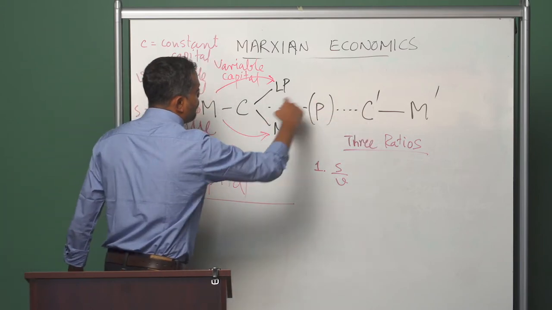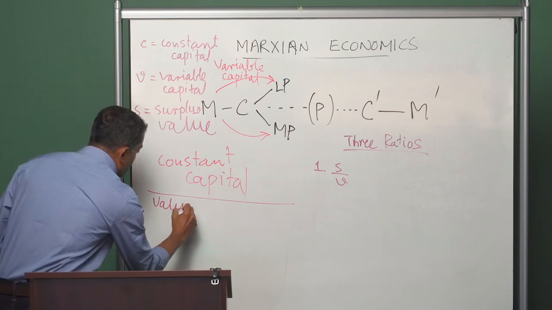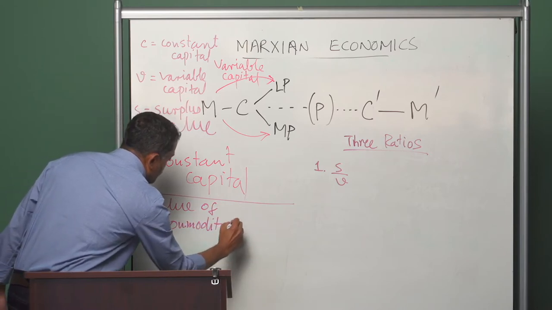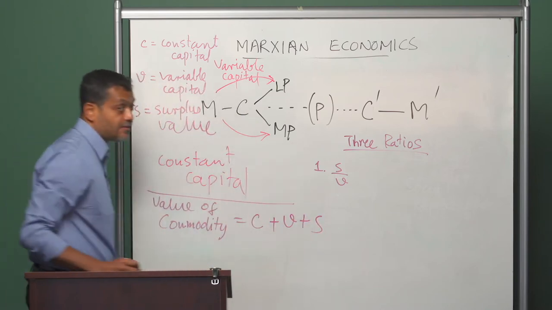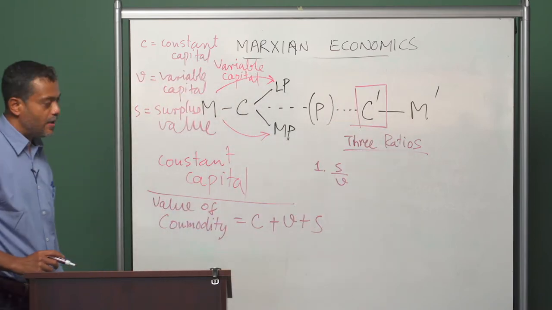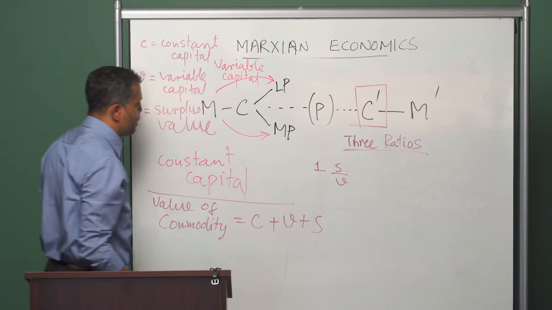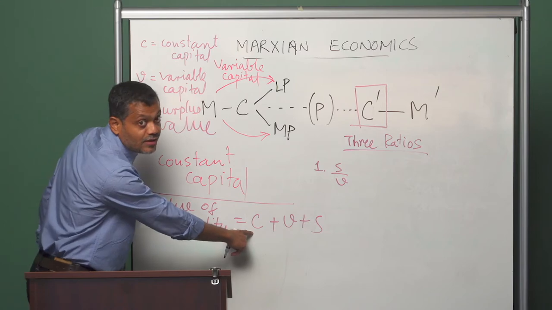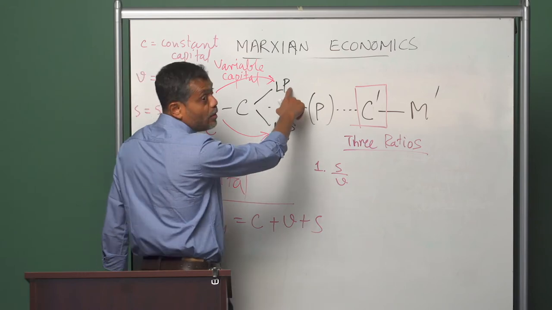Our discussion of the value transfer process has also told us that the value of the commodity is the sum of constant capital, variable capital and surplus value. Why? Well, the value of the finished commodity C prime comes from two sources. First is the value that is transferred to it from the means of production which is used up. That is precisely what is constant capital. The other source of value comes from the value that is added by labor power.